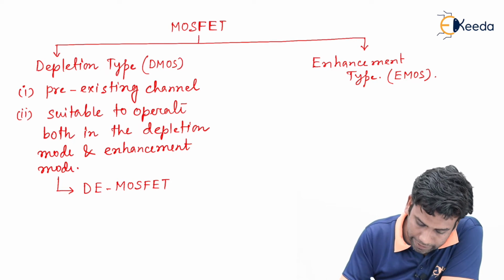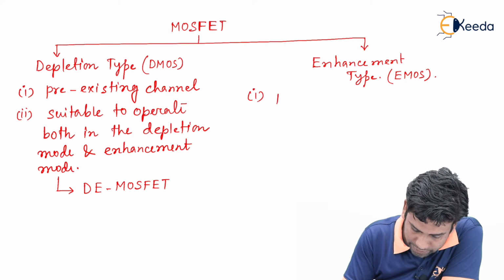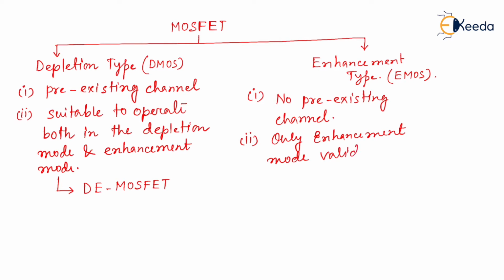Similarly, in the enhancement type MOSFET, the first property is that there is no pre-existing channel inside this MOSFET, and the second property is that only enhancement mode is valid for enhancement type MOSFET. That's why sometimes the enhancement MOSFET or EMOS is called E-only MOS.